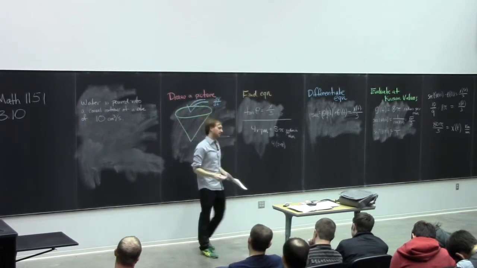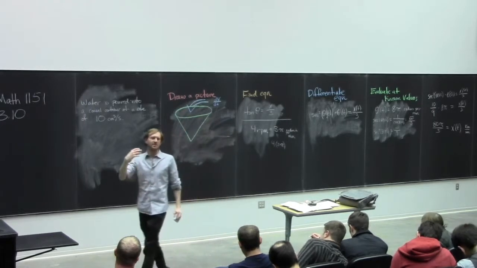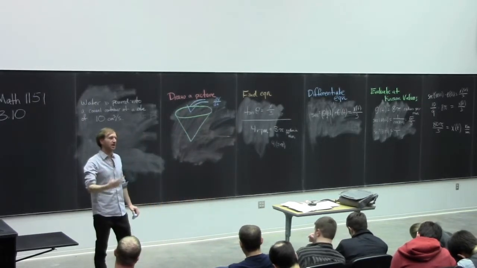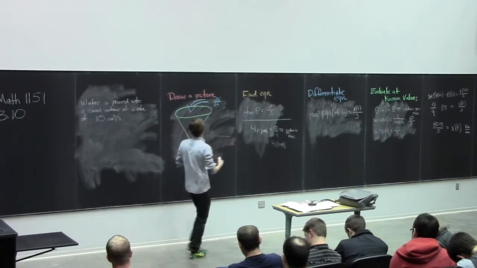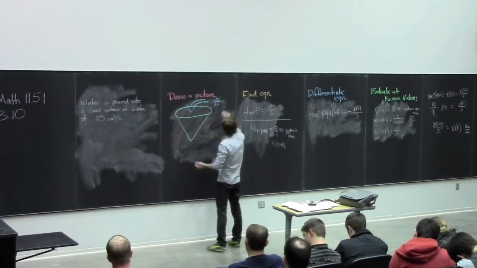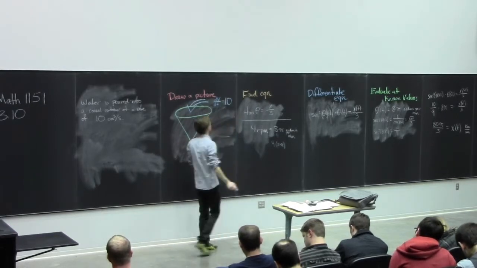This is good stuff to think about. That looks fancy and everything, but that just means the rate that the volume is changing as time changes. This is the right way to do it. dV dt is equal to 10.